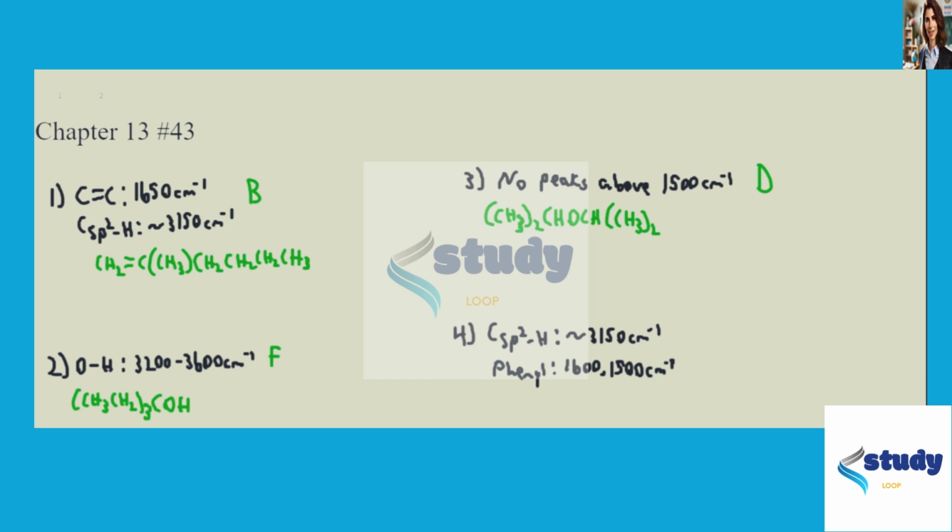Looking at spectrum 4, we have sp2 C-H bonds, and we have the bonds that correspond to a phenyl ring at 1600 and 1500. So 4 is going to correspond to C. That's our molecule with a phenyl ring in it. C looks like this: CH, CH3, 2. So that's C, spectrum number 4.